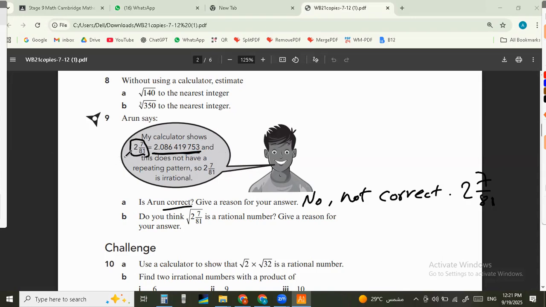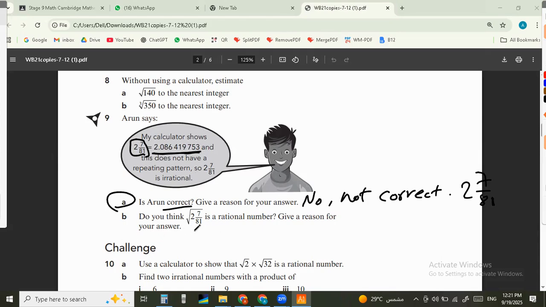It's a mixed number, mister. A mixed number can be converted into an improper fraction. It is a type of fraction. So it is a fraction, so definitely rational. It has a terminating decimal, so it's definitely rational.